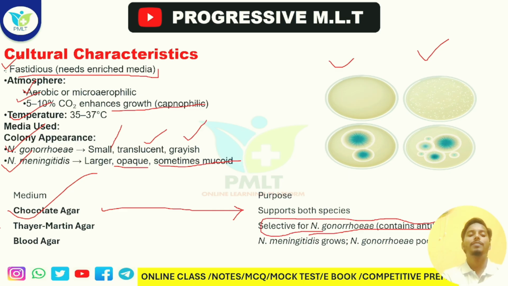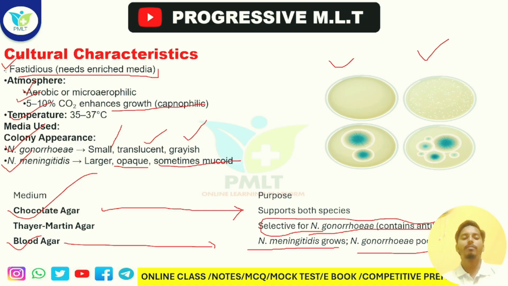Got it? After that, the blood agar we have to use, because Neisseria meningitidis grows on blood agar, and Neisseria gonorrhoeae grows poorly. Getting my point? Those are all the media we have to use. Okay, chocolate agar we have understood, Martin agar we have understood, and blood agar we have already understood.